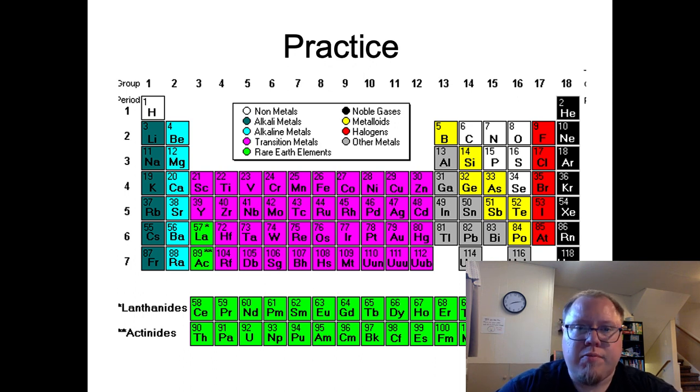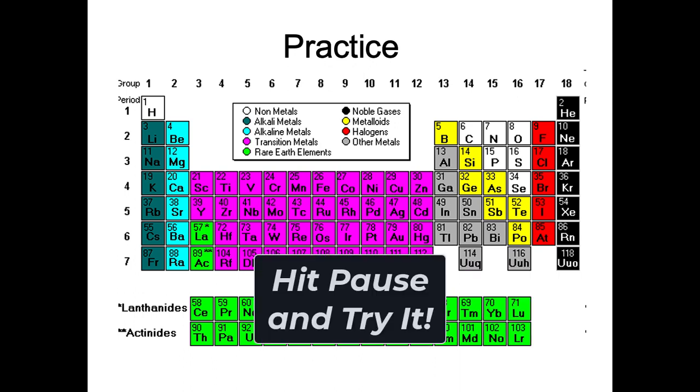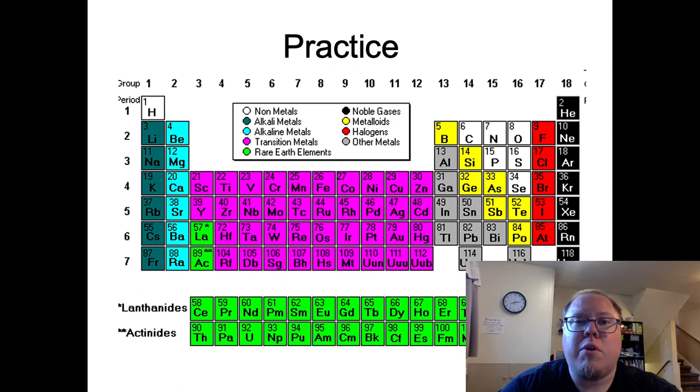Let's try another one. Which one would attract electrons more, bromine or arsenic? So out of those two, bromine and arsenic, bromine would attract electrons more.